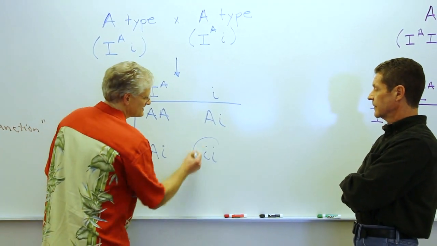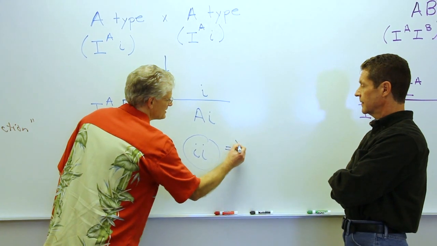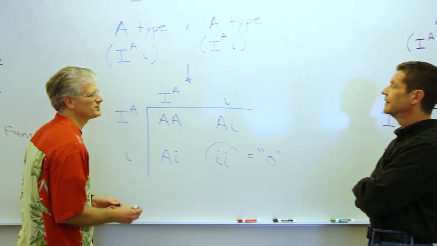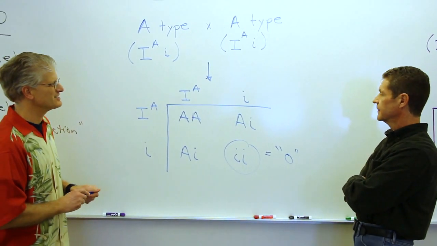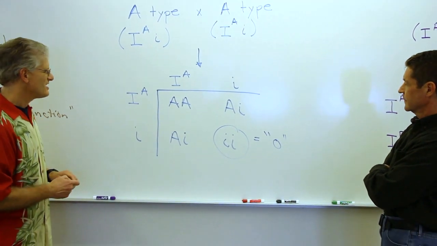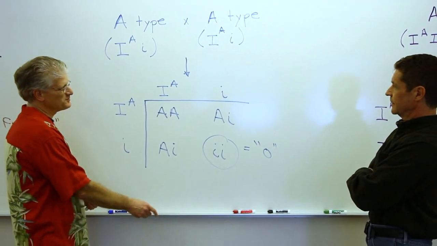This is actually my favorite blood type. This is the O blood type. Those are the O individuals right there. They're the homozygous recessives. All right, but the ABO blood group goes one step further.